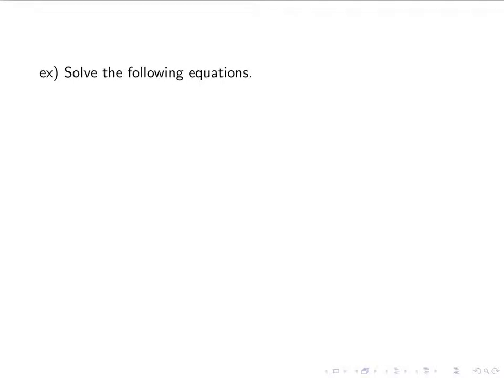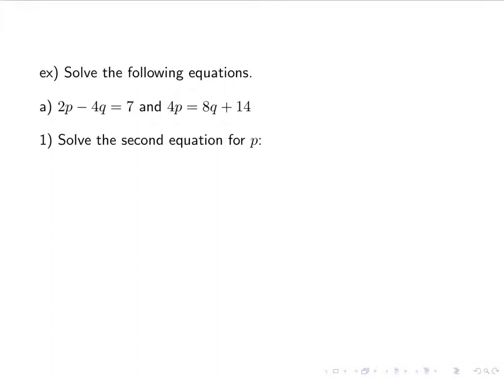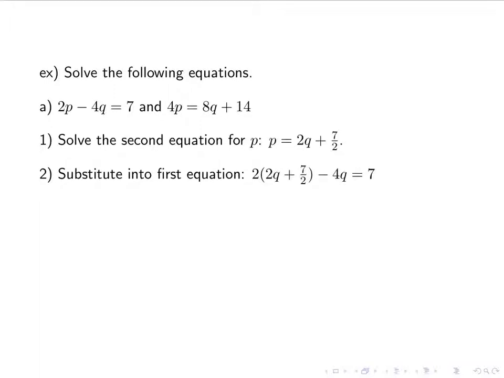So we're going to look at the last one using this method, which is 2p minus 4q equals 7 and 4p equals 8q plus 14. I'm going to solve the second equation for p because all I have to do is divide everything by 4. So p is 2q plus 7/2 if I simplify it. I'm going to substitute this into the first equation. So 2 times (2q plus 7/2) minus 4q equals 7. And now I'm going to solve it.